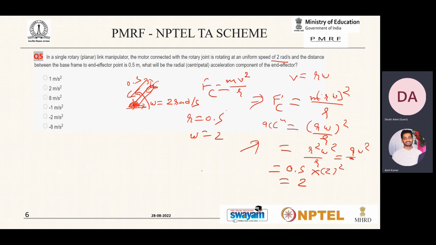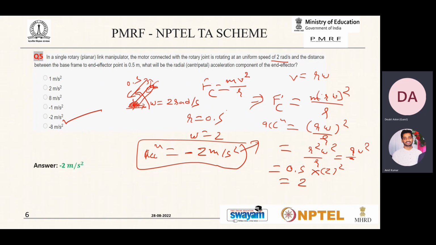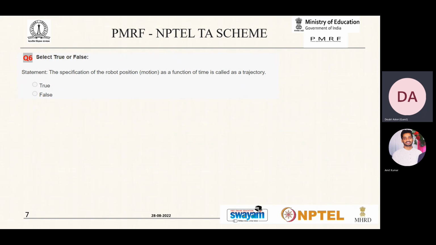directed outward. But the centripetal force is defined inward. So the correct direction of this acceleration, we have to make minus. So this will become minus 2 meter per second square, right? So the correct answer for this is minus 2 meter per second square. So this is how you get the centripetal acceleration or the radial acceleration component of the end effector, right?